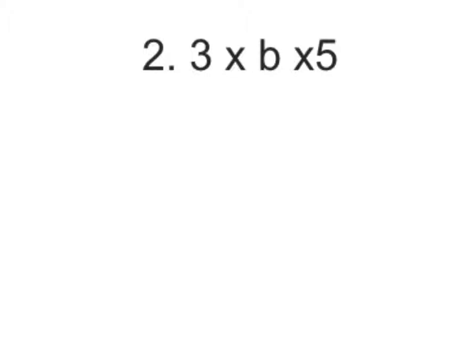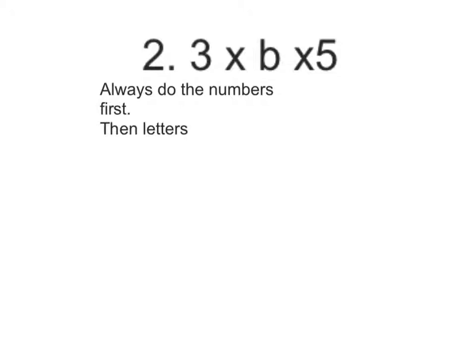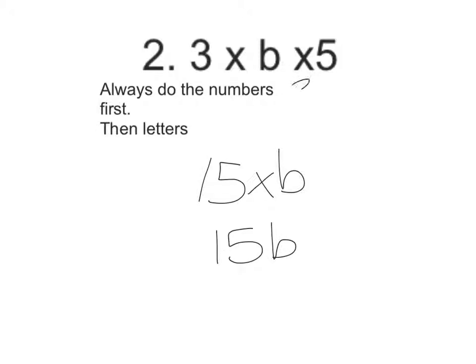The key thing to remember at this point is always do the numbers first and then the letters. So here we've got a number here and a number here. 3 multiplied by 5, well, that bit is 15. And then we've got 15 times B. And from the previous example, we've seen that that is just 15B. You don't write 3B5 because you're breaking our rule, which is numbers first, then letters.